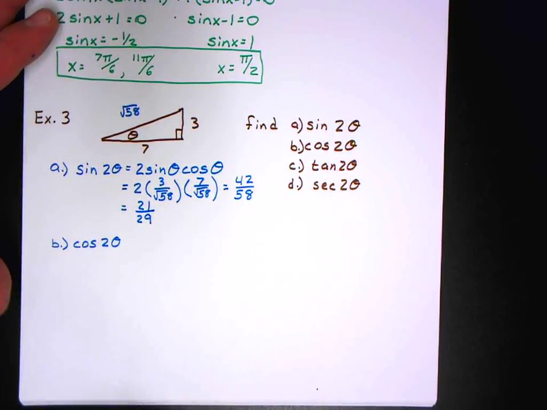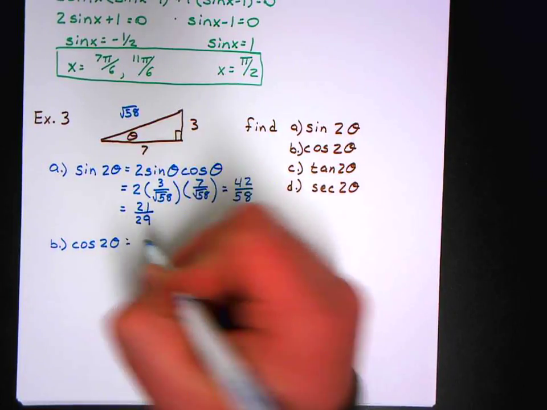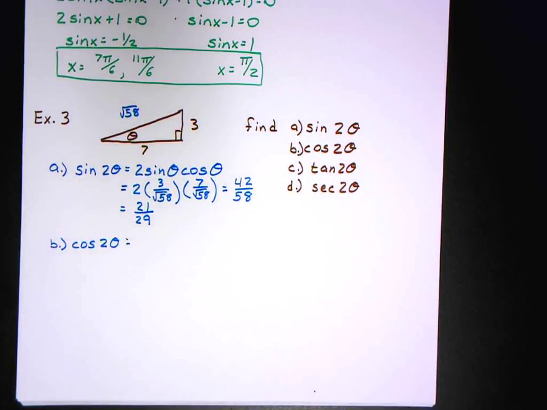With sine 2 theta, you don't have a choice. There's only one choice. Sine 2 theta is 2 sine theta cosine theta. There is no other option. With cosine, you have an option. It really doesn't matter with this. You can choose whichever one you want. It's going to come out to be the same.